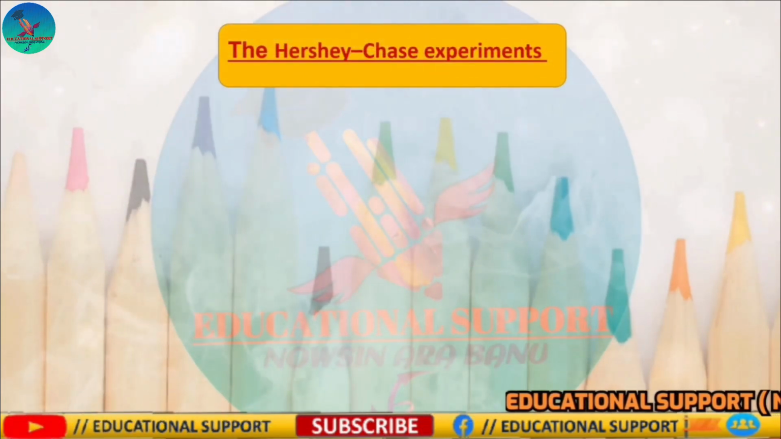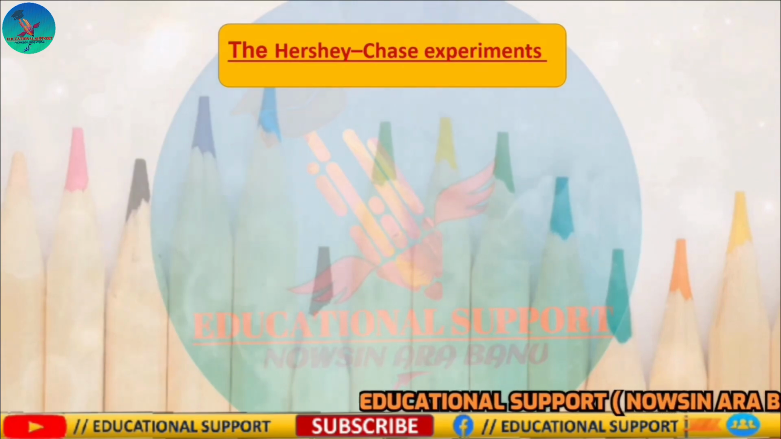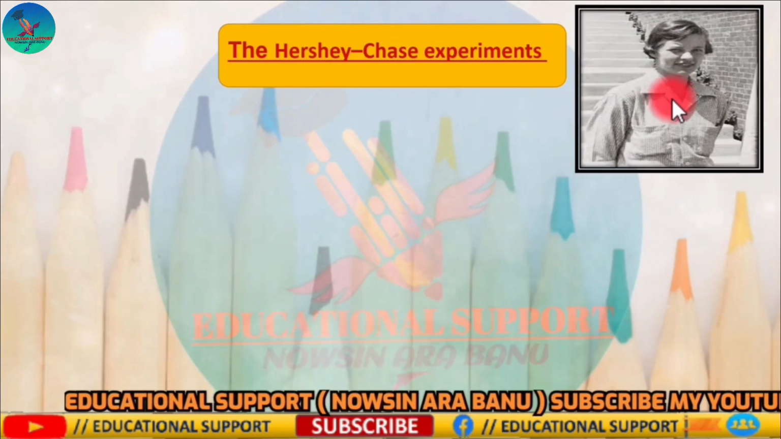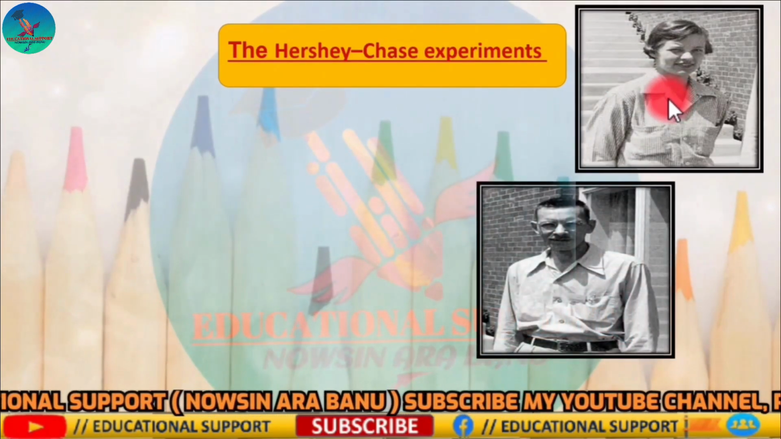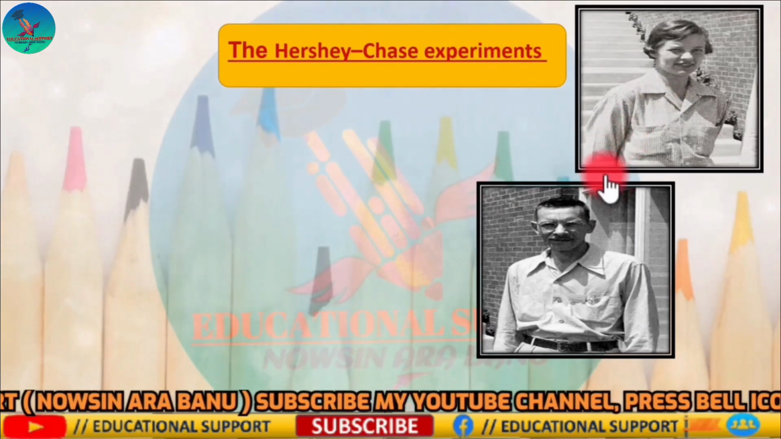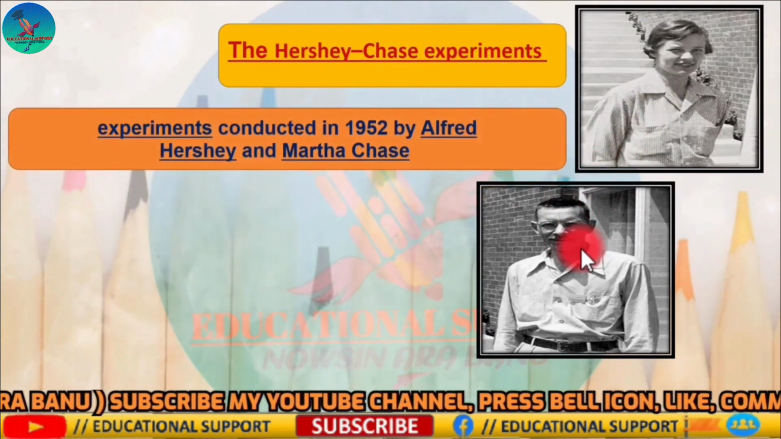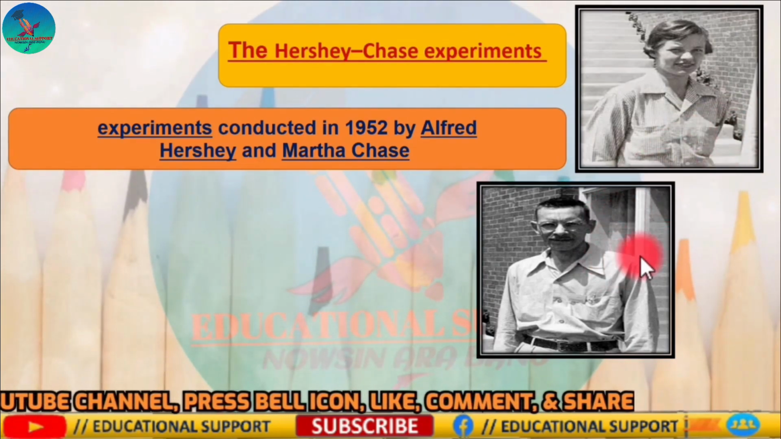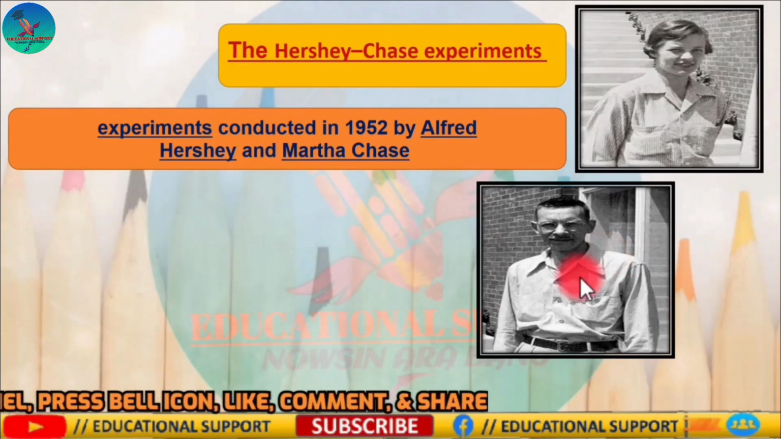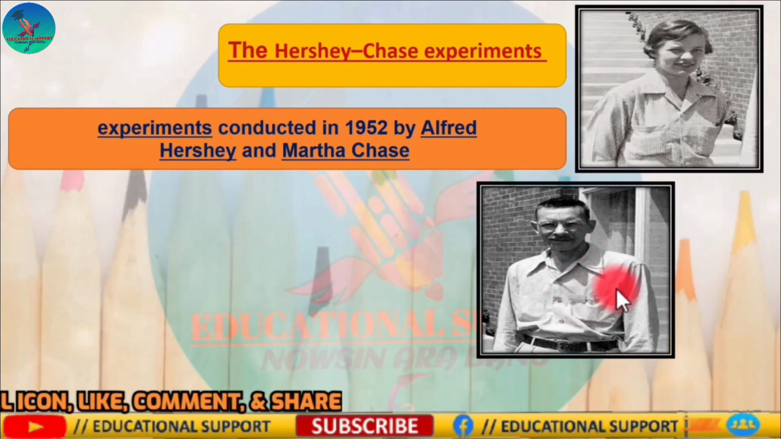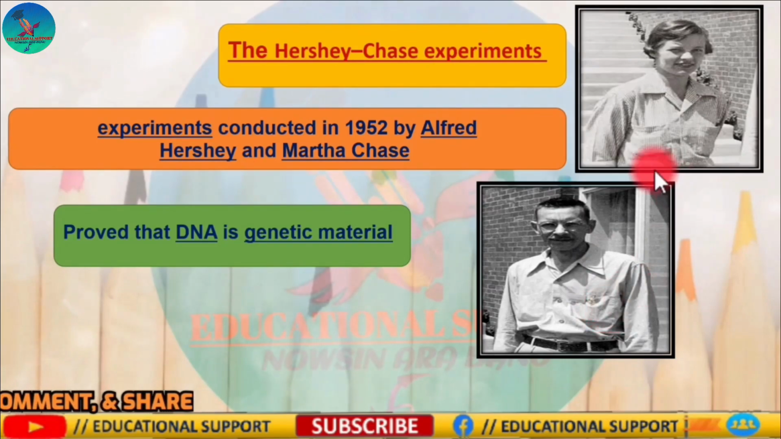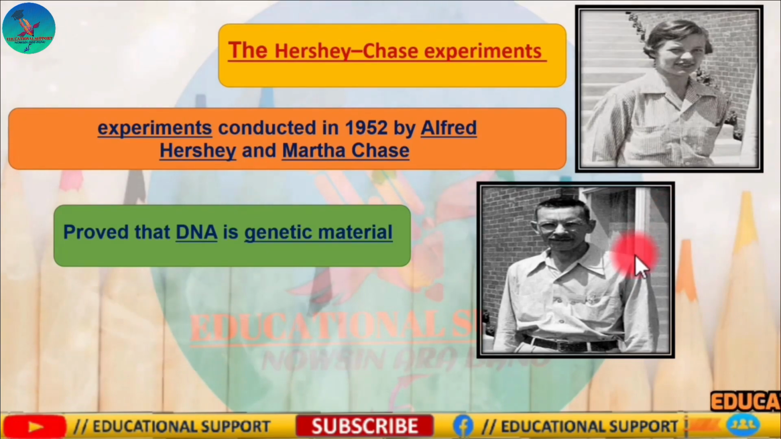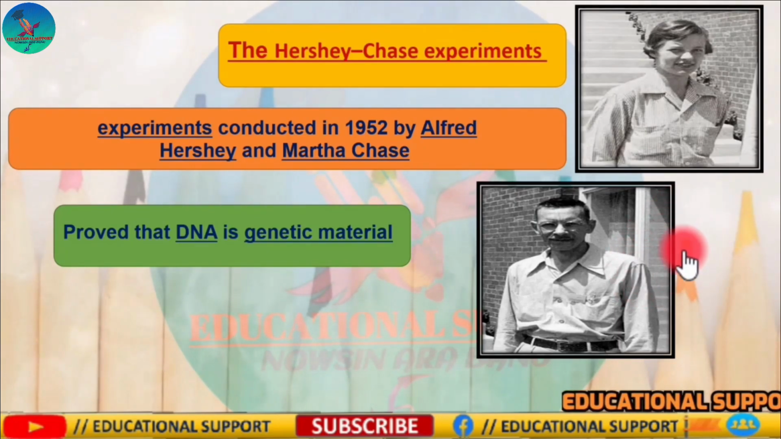Next, I would like to discuss the Hershey-Chase experiments. The Hershey-Chase experiments were a series of experiments conducted in 1952 by Alfred Hershey and Martha Chase that helped to confirm that DNA is the genetic material. Hershey and Chase and subsequent discoveries all served to prove that DNA is the hereditary material.